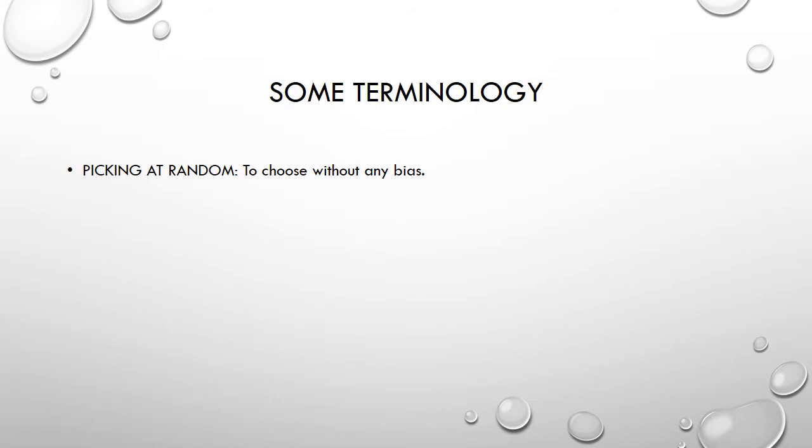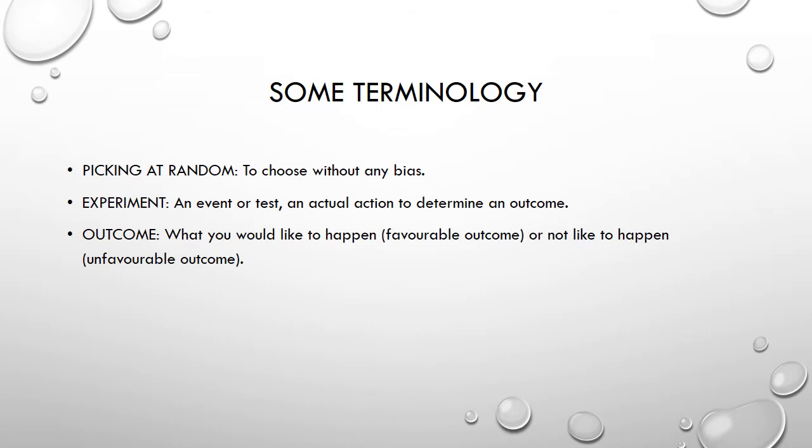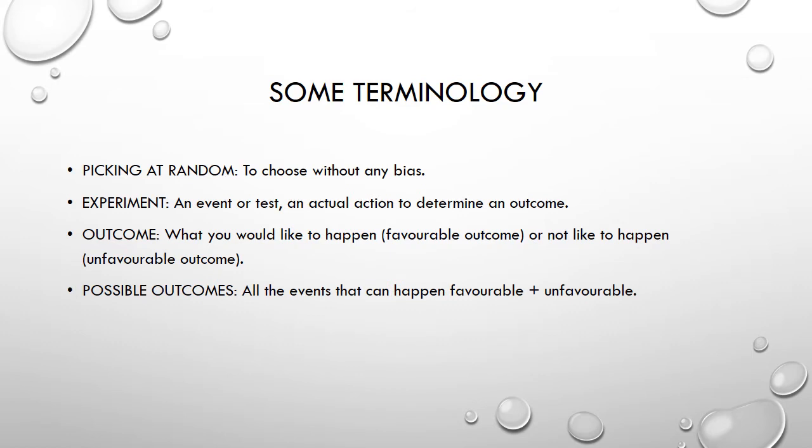Great, so let's have a look at some terminology. Picking at random means to choose without bias. In other words, you're not thinking about it, you just choose the first thing that comes to hand. An experiment is an event or a test. It's an action to determine an outcome. So you must do something. The outcome is what you would like to happen, a favorable outcome, and what you would not like to happen, an unfavorable outcome. Possible outcomes are all the events that can happen. These include your favorable and unfavorable outcomes. See, there we add them together. Now, a trial is the act of allowing or preventing an event from happening.